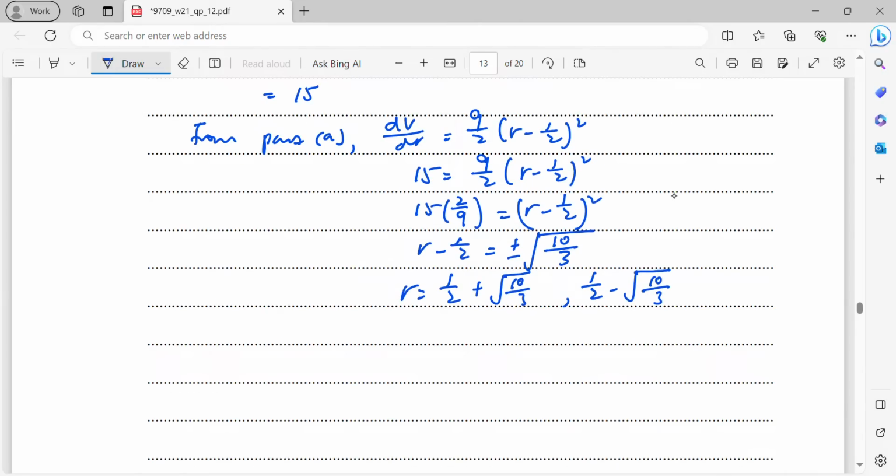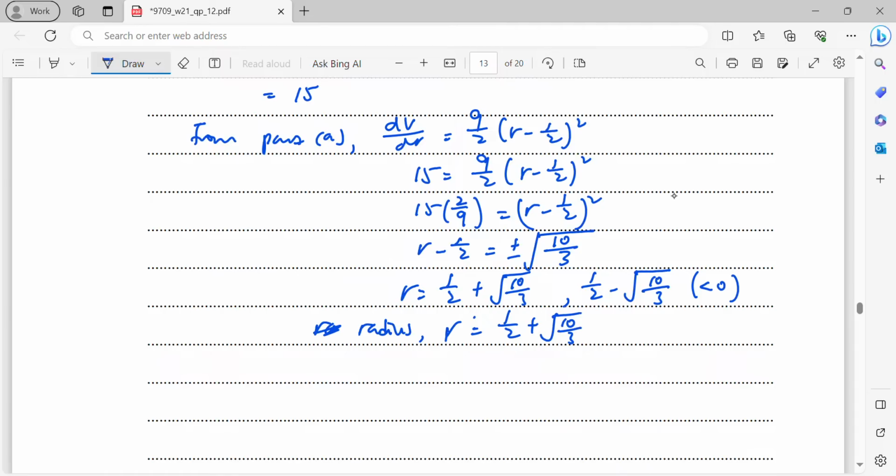Obviously the first value, the half plus square root 10 over 3 is a positive value, but the second one is a negative value. Or I will just write this is less than 0. Okay, this is less than 0. So your r is referring to radius, which means your radius r must be half plus square root of 10 over 3. The second one cannot be accepted because it's negative.